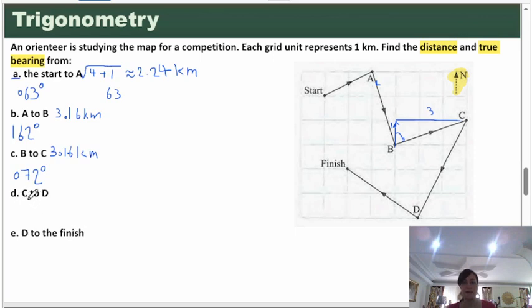Part D, it says C to D. For C to D, I come down 4 units and 2 units to the left. So it would be 4 and 2. To find the distance, I use the Pythagoras theorem, which is 4 to the power of 2, 16, plus 2 to the power of 2, 4, equals square root of 20. Square root of 20 gives me almost 4.5.